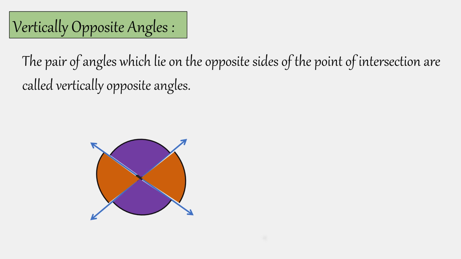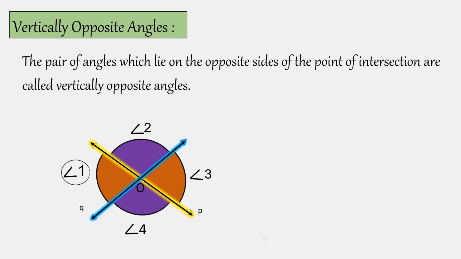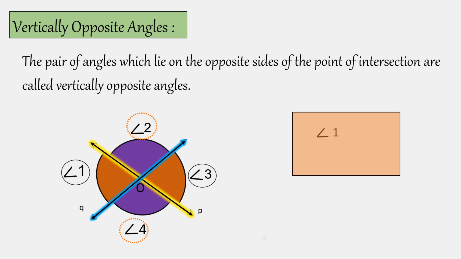In this figure, line P and line Q intersect each other at O. Four angles are formed. Angle 1 is opposite to angle 3. Similarly, angle 2 is opposite to angle 4. Thus, angle 1, angle 3 and angle 2, angle 4 are the two pairs of vertically opposite angles. Vertically opposite angles are always equal in measure. That is, angle 1 is equal to angle 3 and angle 2 is equal to angle 4.